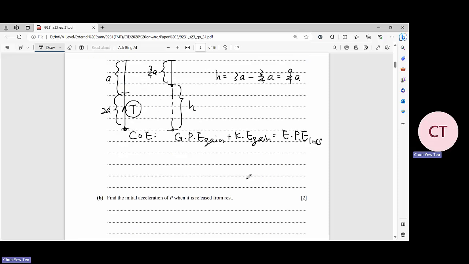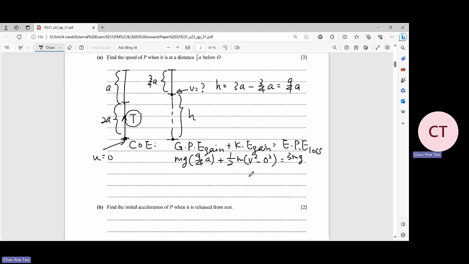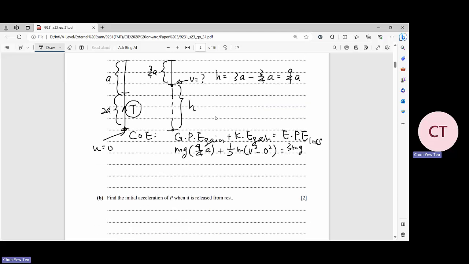So what is the formula for the GPE? The formula for GPE is mgh. The h we have just calculated is 9/4A. The KE gain is half m of v squared minus u squared. u is 0, you are starting from rest, and this is the v. Then the EPE loss will be lambda, which is 3mg, times the extension 2A squared. You used up all your elastic potential energy, so this is divided by 2A.